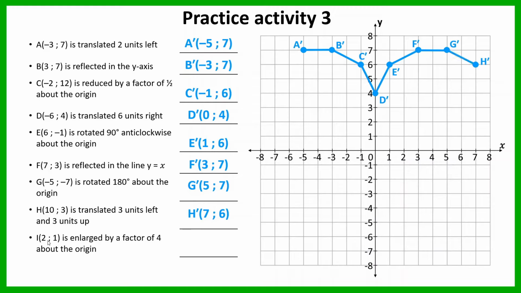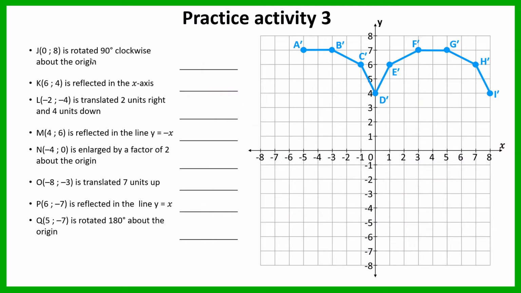Then I've got I, which is 2, 1. So 2, 1 is over here. It is being enlarged by a factor of 4, so this distance has to be multiplied by 4. So I'm going to go 1, 2, 3, 4 to over here, which is the same as multiplying each of them by 4. So that gives me the point 8, 4. So the coordinates of I prime are going to be 8, 4, which I plot over here and I join it up.